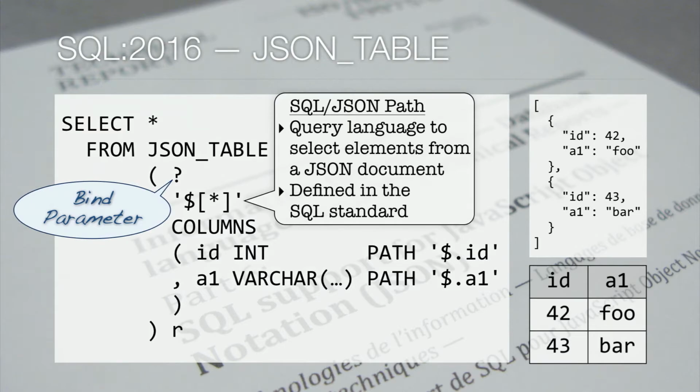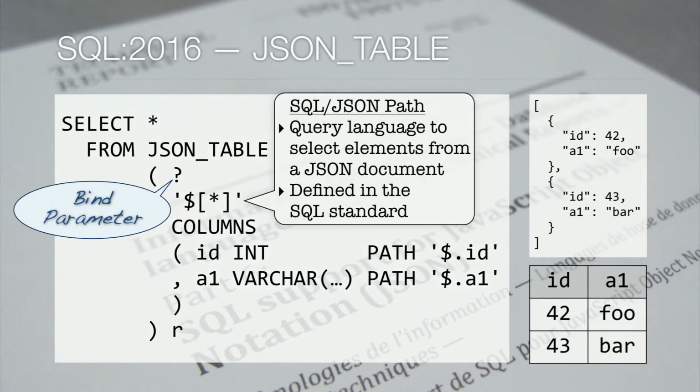Who knows XPath, XQuery for XML? It's the same thing just for JSON. If you don't know XPath, XQuery, maybe you know CSS selectors. Who knows CSS selectors? Yeah, CSS selectors for HTML, JSON path for JSON. So it's a language to describe, to pick some elements out of a JSON document.